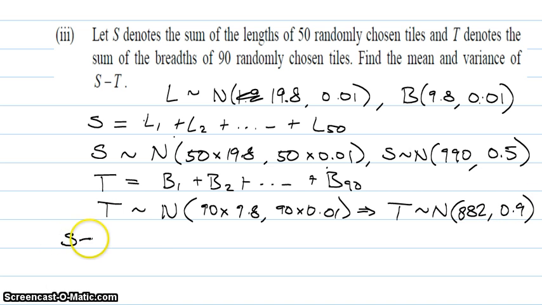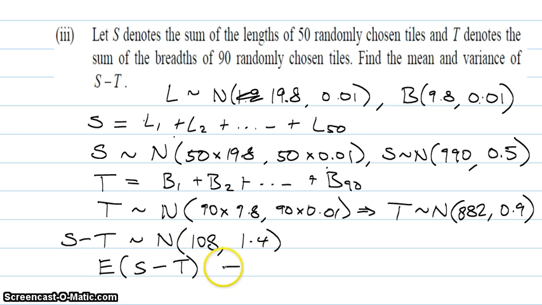So what does that mean for S minus T? As is well known, S minus T will also be normally distributed. For the mean, you subtract one from the other, so 990 minus 882 is 108. And for the variances, you add the two together, so 0.5 plus 0.9 is 1.4. So the expected value of S minus T is equal to 108, and the variance of S minus T is equal to 1.4. And that takes care of this question.